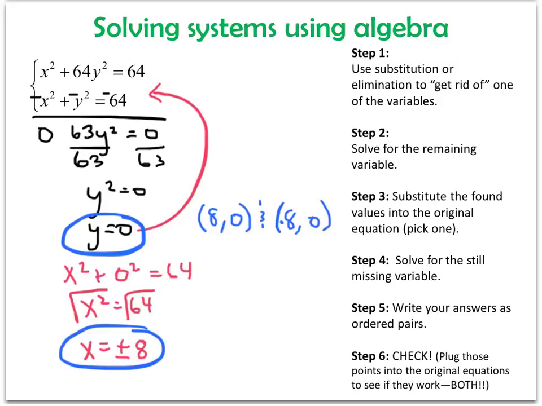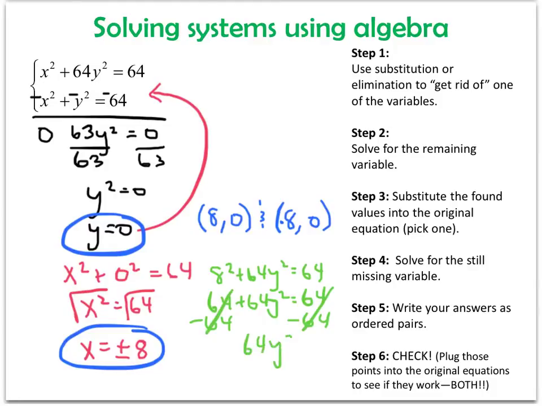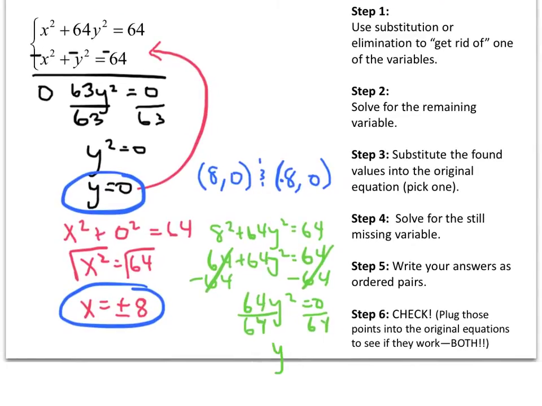So we're going to go ahead and check our answer. So you want to plug these answers back into the original equation to make sure that they work. So plugging in 8, I better get 0 for y. So I get 8 squared plus 64y squared equals 64. So 64 plus 64y squared equals 64. Subtracting those, 64y squared equals 0. And when you divide out, you get y squared equals 0. So we know y will be 0.